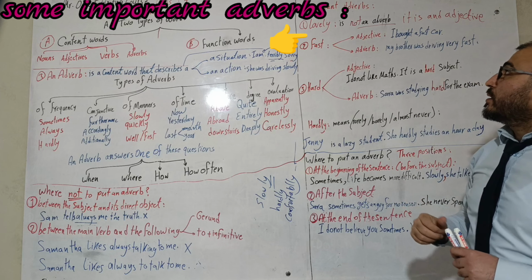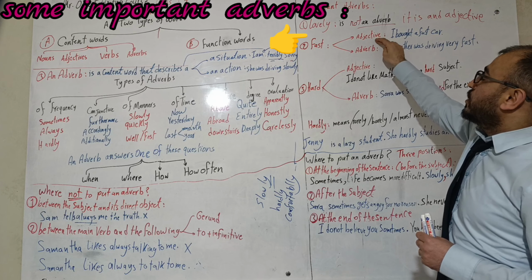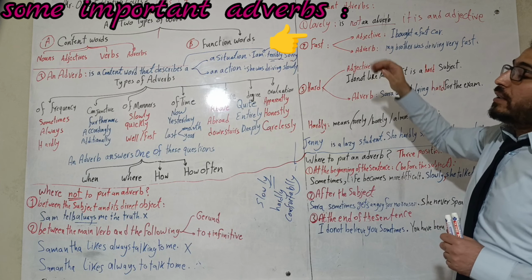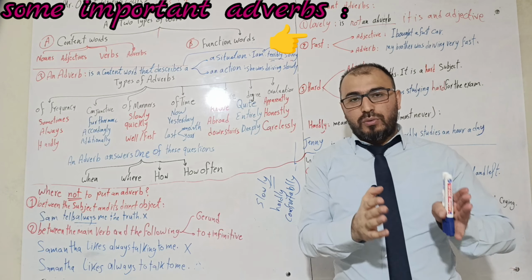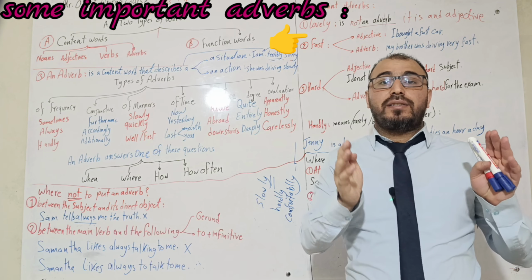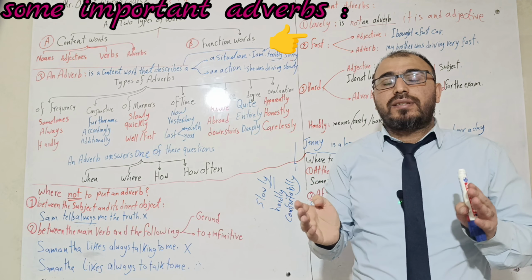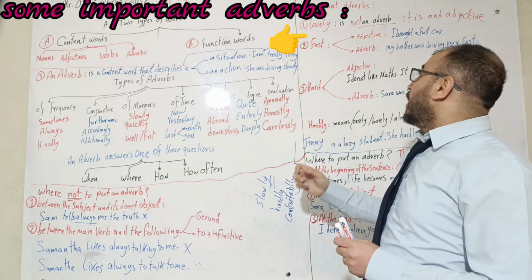The second one is the word fast. Generally, my friends, the word fast can be understood as an adjective or an adverb. And for the students who ask me, how can I differentiate them? Generally, my friends, we can differentiate them by understanding the differences between adverbs and adjectives.